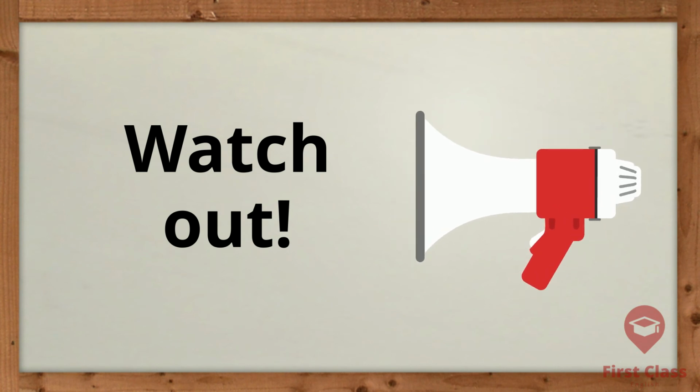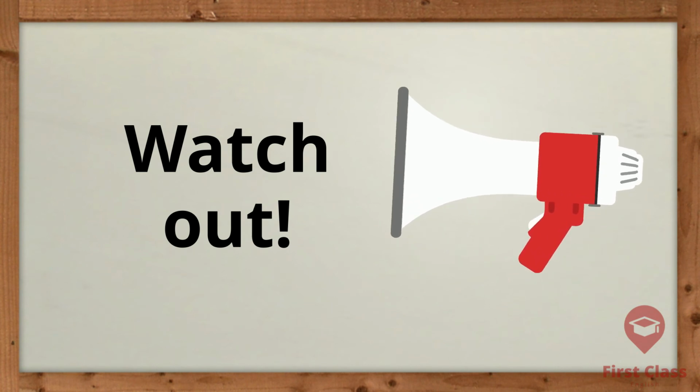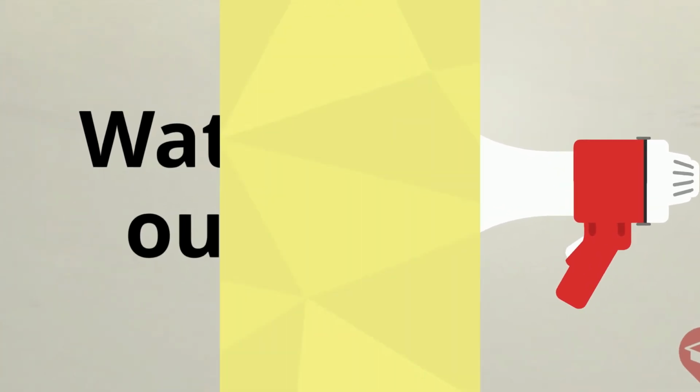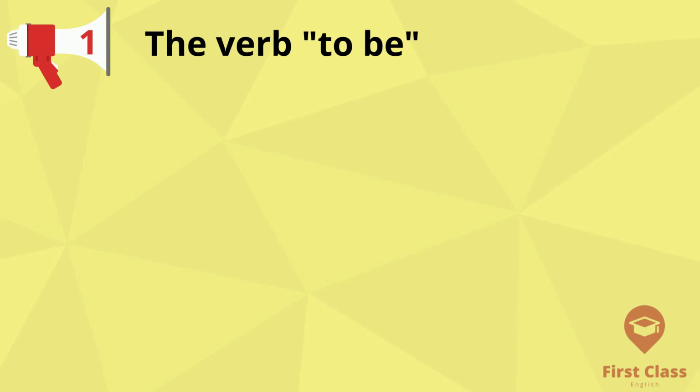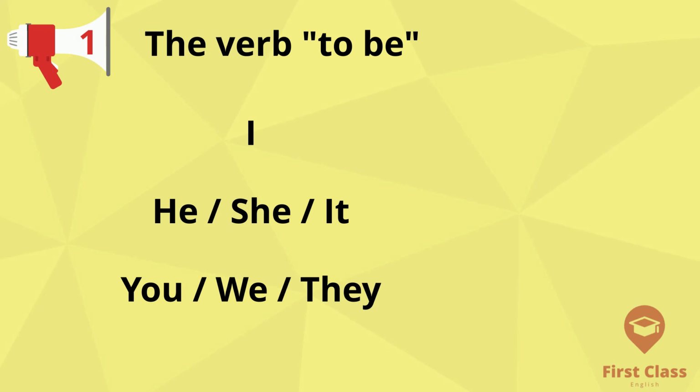However, please note that there are some exceptions to these rules. Let's look at some of them here. For example, let's start with the verb to be. The verb to be has different spellings depending on its subject. Please note the different conjugations here.